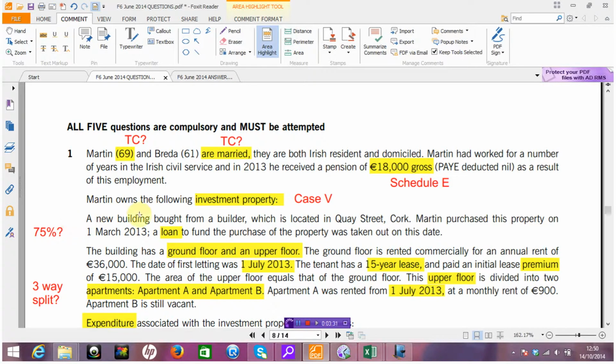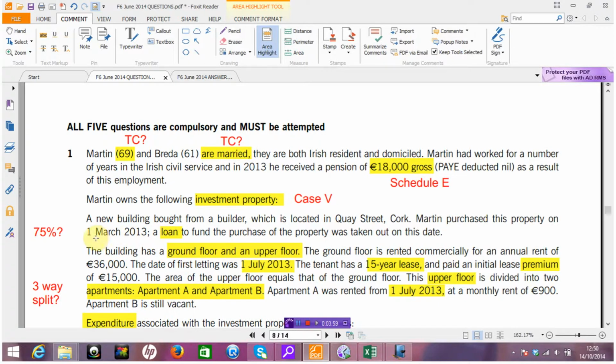Okay. The first thing that they tell you about this investment property is that there's a loan. Okay. So we've got to be thinking of, is the 75% trick relevant in this particular case? In other words, where we have a residential property, what we should remember from our studies is that only 75% of the interest is relevant, as opposed to a commercial property where 100% of the interest would be relevant.